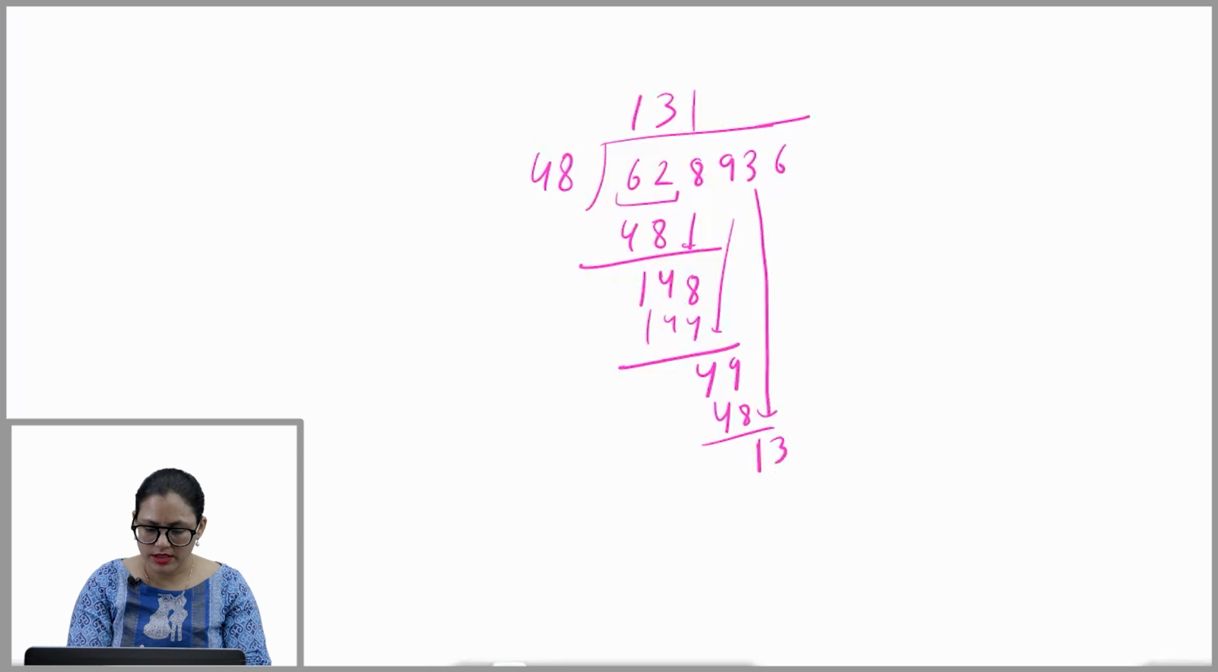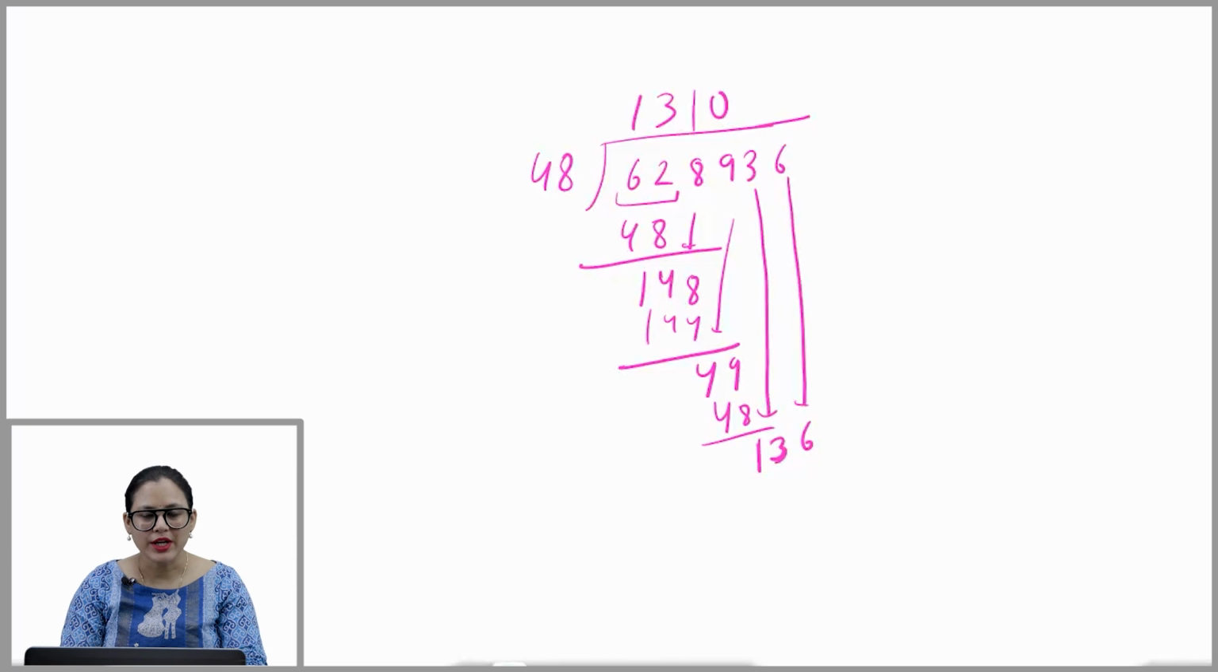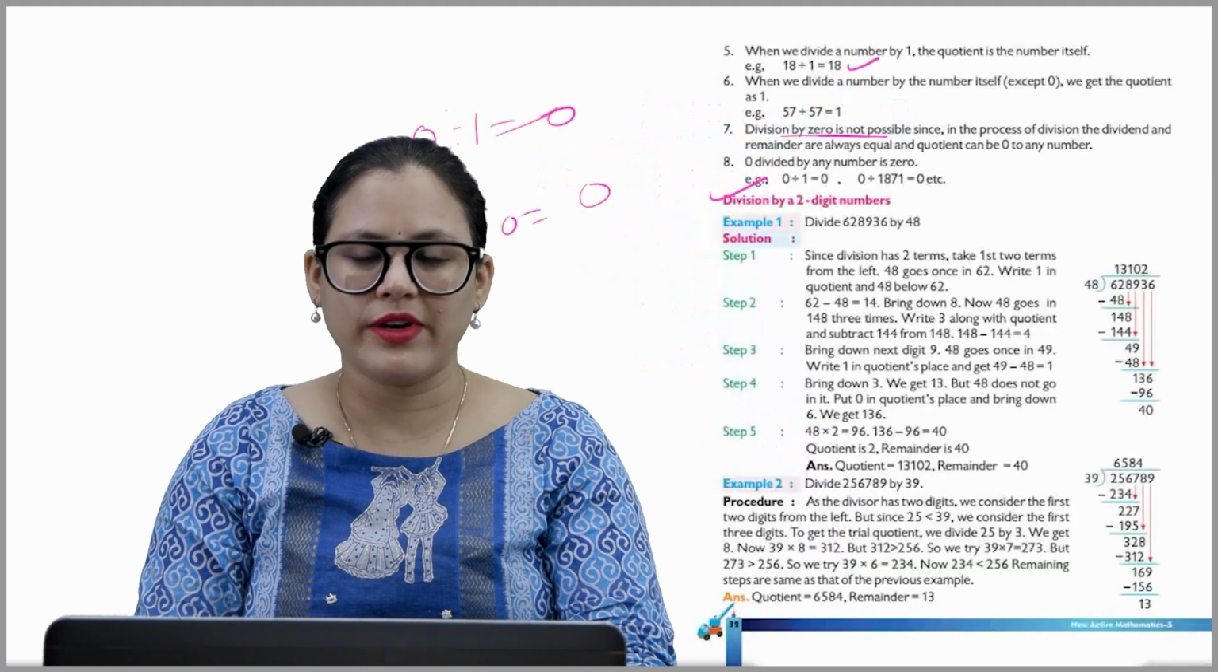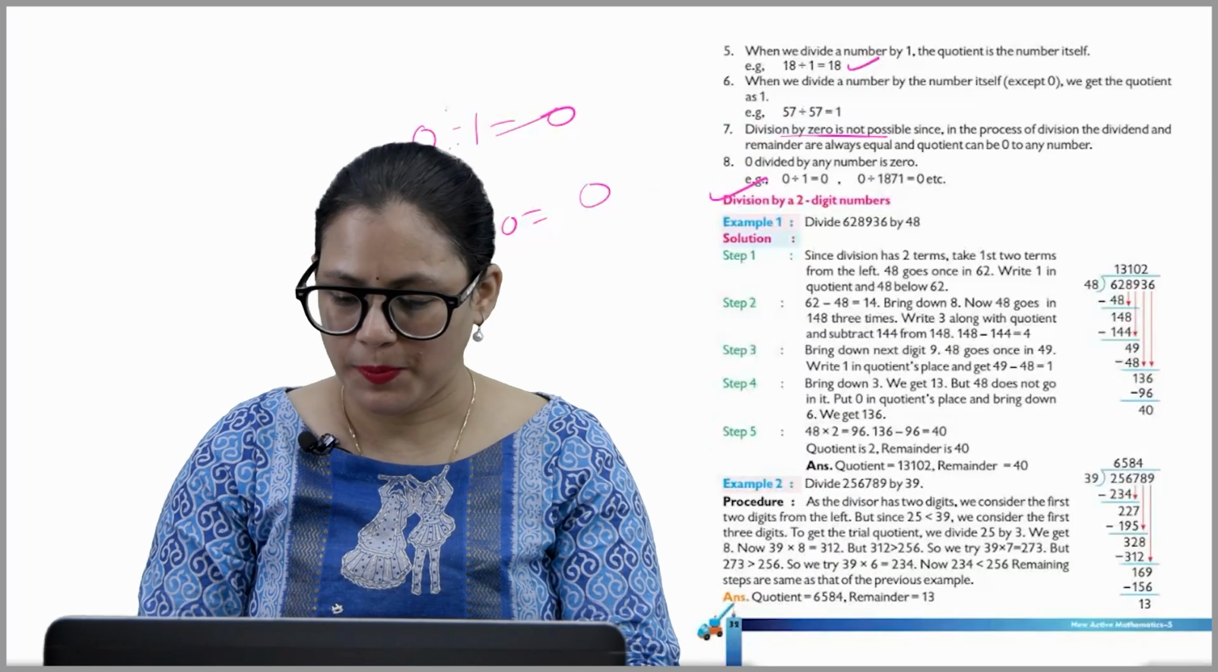Okay. But 13 is smaller than 48. We need to bring down another digit also. But first we will put a 0 here. And then we'll bring down the next digit, that is 6. Okay. So 48 2s are 96. 40. So this is your remainder and this is your quotient. Okay. Similarly, you will divide example 2 also.